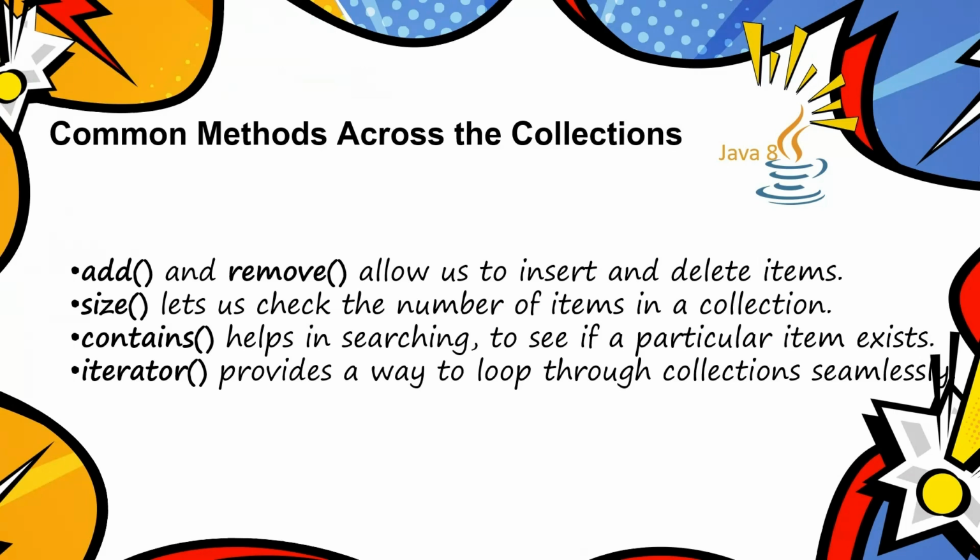So to wrap up, here's a quick recap. Use a list when you need ordered elements that allow duplicates, like a playlist. Use a set when uniqueness is your priority, like a guest list. Use a queue when you need to process elements in an order, like a checkout line. Use a map when you need a dictionary of key-value pairs, like a contact list.